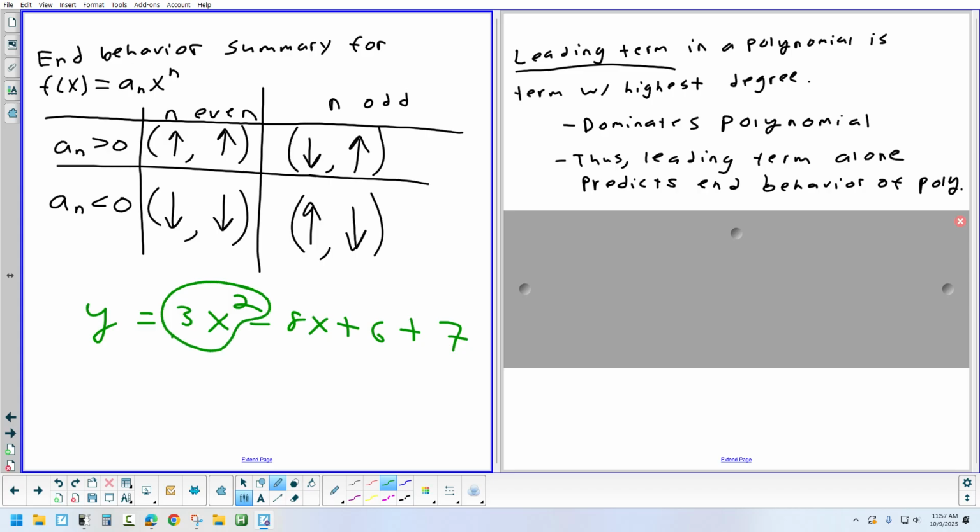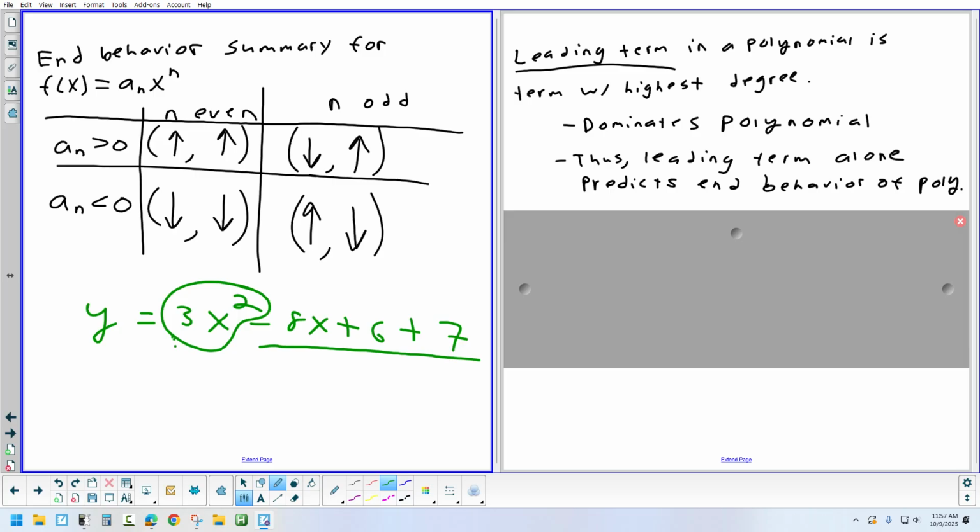That's called the leading term. The leading term is the term with the biggest exponent. That term alone controls what the arrows are going to do. Do these other ones matter? No, not for the arrows. They matter for the little details of the graph, but as far as are they up or down, all you have to do is look at the leading term. That controls the whole thing.